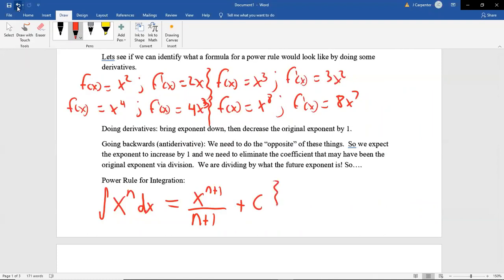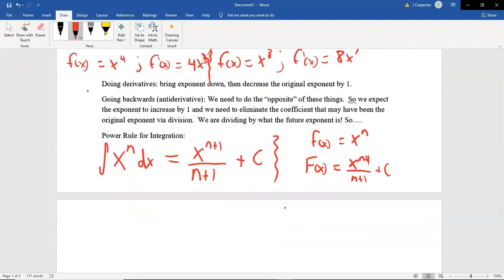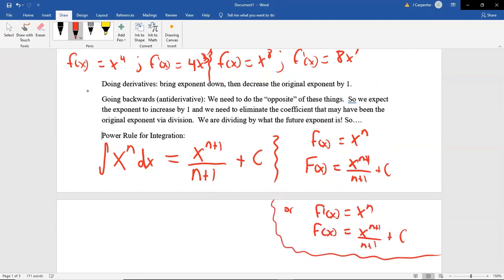So what we're saying here is that little f of x is the x to the n, capital F of x is the x to the n plus 1 over n plus 1 plus the c. Or you could say f prime of x is x to the n, and then the regular function is x to the n plus 1 over n plus 1 plus c. That goes with the above.